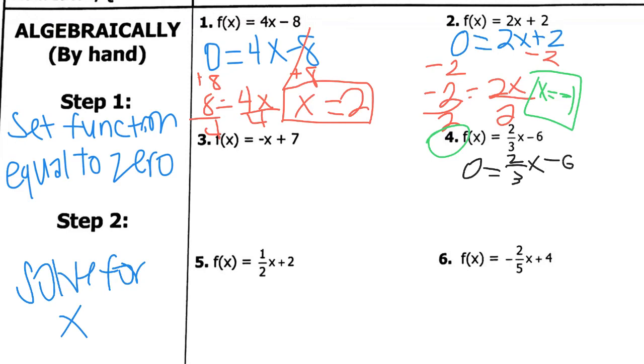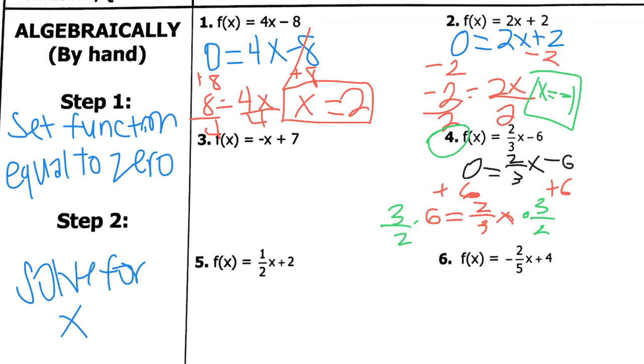And then we're going to go ahead and solve for x. So if we look here, we're going to add 6 to both sides. And so then I get 6 is equal to 2/3 times x. Now, we could divide by the fraction, or we could multiply by the reciprocal. Remember, this reciprocal is when you flip the fraction. So the reciprocal of 2/3 is 3/2. So I'm going to multiply each side by 3/2.